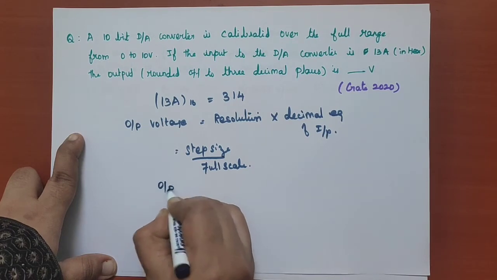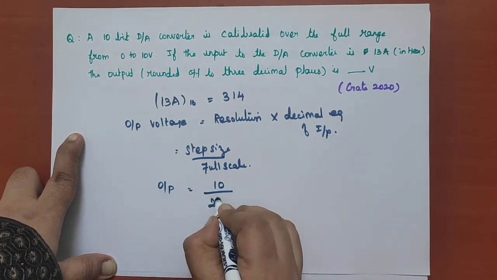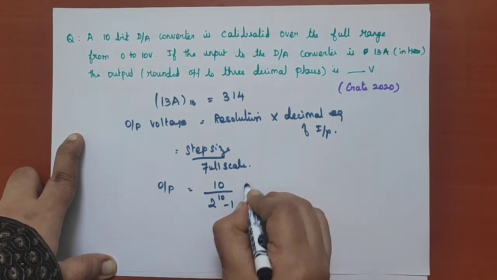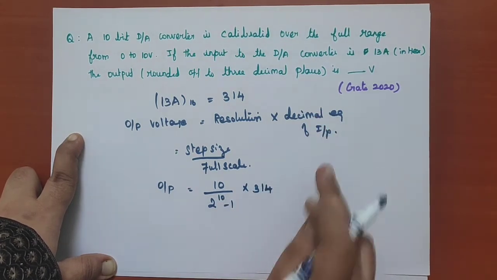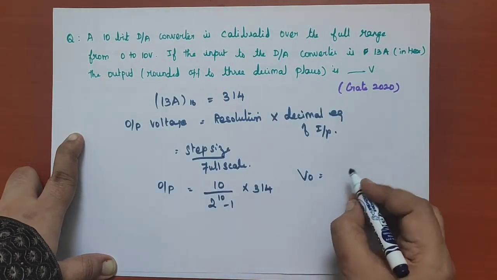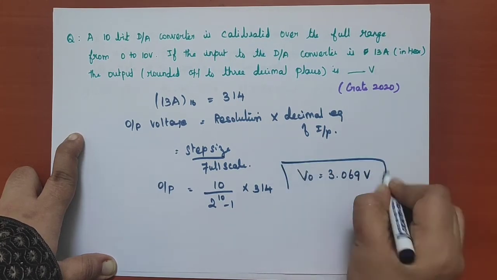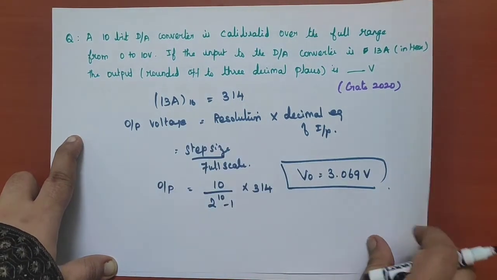So here the output voltage can be defined as 10 divided by (2 power 10 minus 1) into 314, which is the decimal equivalent of the input. When rounded off to 3 decimal places, we get 3.069 volt. This is the answer for this question.